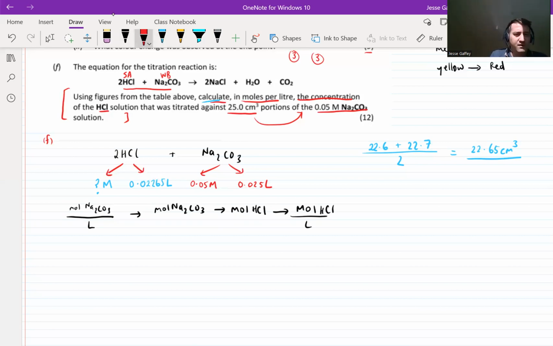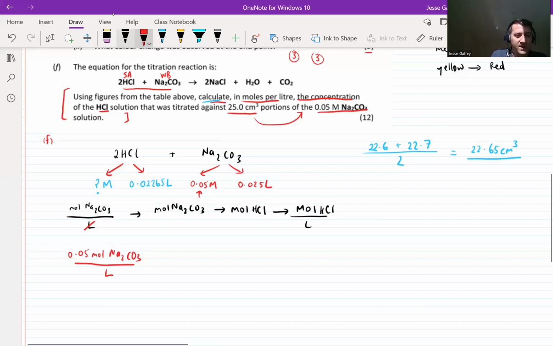Okay, so a reminder, the first thing we need to do is get rid of liters. How would we do that? We've got to convert this to just moles. Again, a chance to pause the video and work your way through. All right, so let's do this together. We got 0.05 moles of Na2CO3 per liter. That's what we know. That's what this here tells us, 0.05 moles per liter.